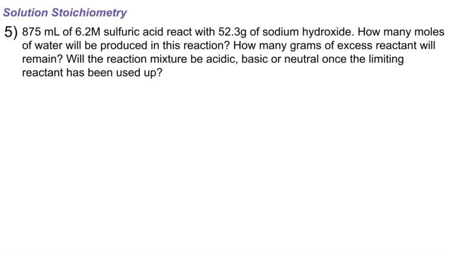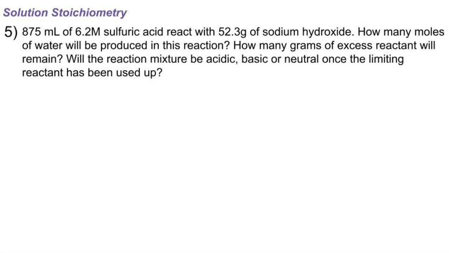In number 5, we are given a reaction with 2 amounts of reactant, so this is a limiting reactant problem, but it also asks us to calculate the grams of excess reactant, and it asks us whether or not the reaction mixture will be acidic, basic, or neutral once the limiting reactant has been consumed.